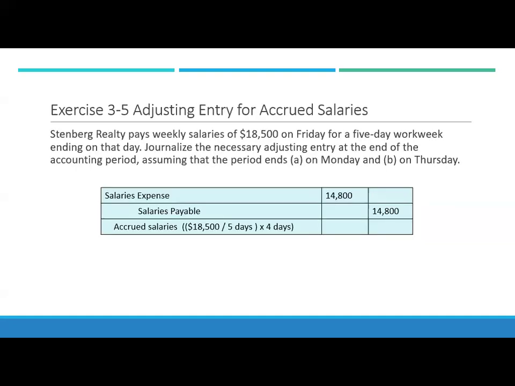And then on Friday, they would get paid, and that would be in the following month. And the journal entry for that would be salaries expense for the single day would be a debit salaries expense 3,700, a debit to the salaries payable of 14,800 because they're paying back that liability, and then the credit to cash for the total weekly pay of 18,500.